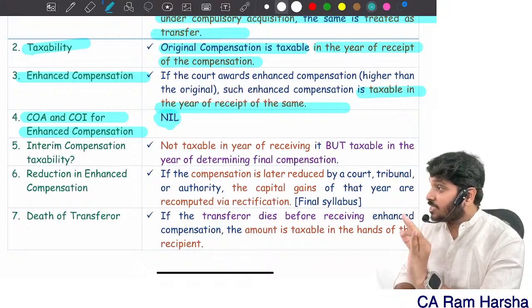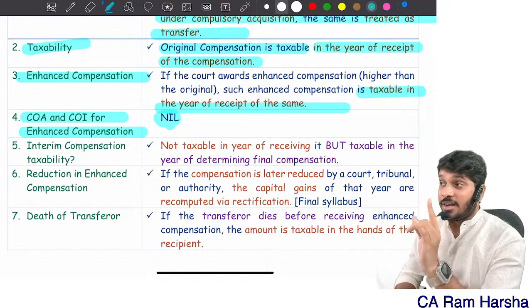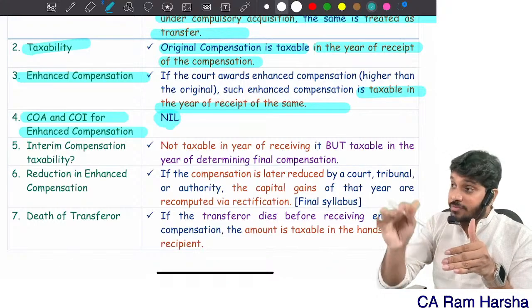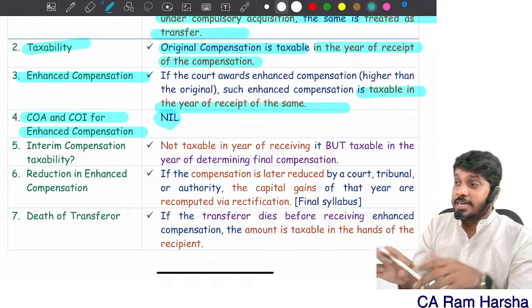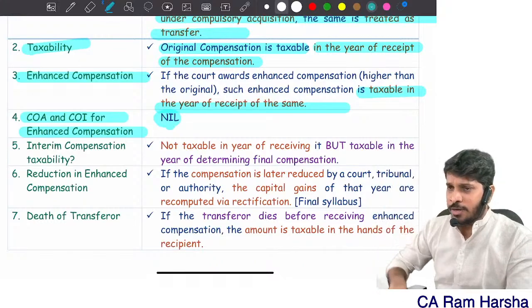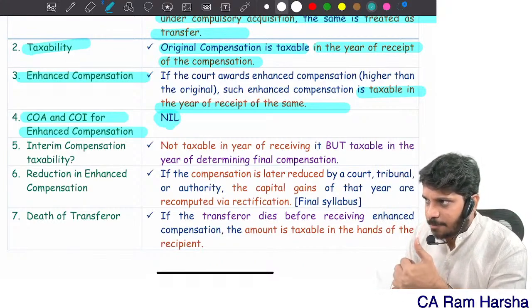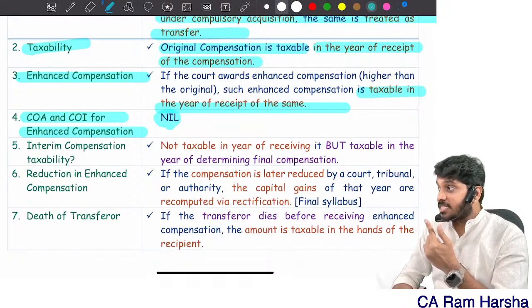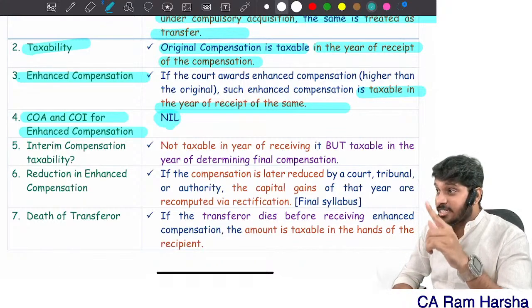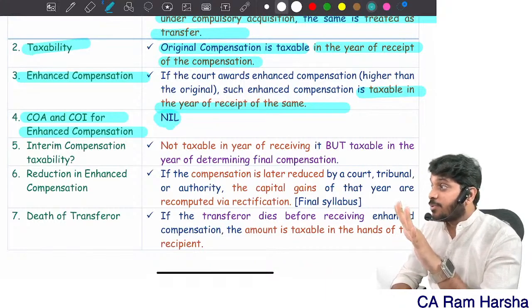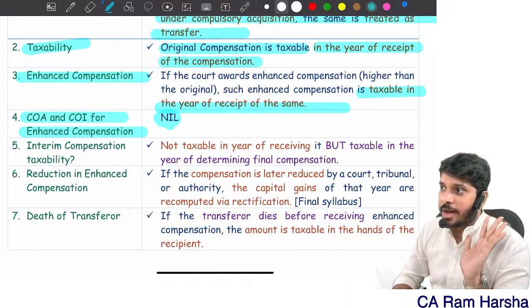Original compensation, how much is decided? 100 crore. Now, since I already received 50 crore in 24-25, even though I received it, I can't compute capital gains because the full value of consideration is not determinable. Remember, in the entire capital gains chapter, if consideration cannot be decided, or cost of acquisition cannot be decided, even though the capital gains head of income applies, you can't compute capital gains. If you cannot compute capital gains, you can't pay.